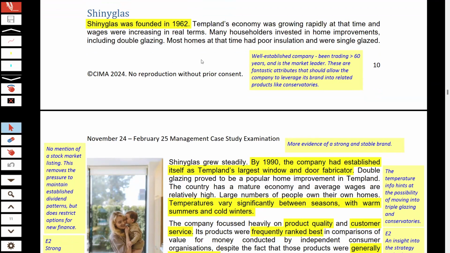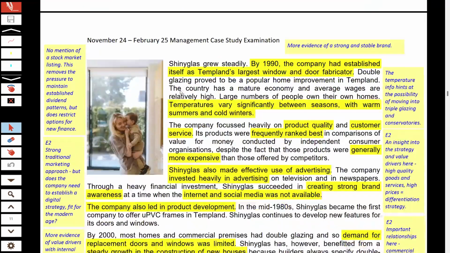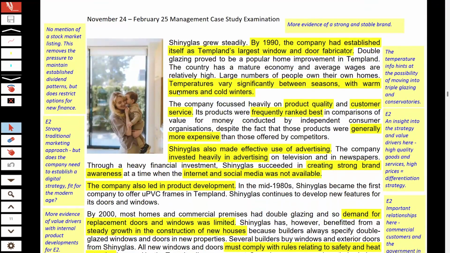So we can see how Shinyglas grew and how it became the market leader. It is a well-established company. It's the market leader. It should have a fantastic brand name, and that brand name should enable it to go into new areas. If it wanted to go into conservatories, or perhaps into a more niche area of wooden heritage windows and doors, it could do so on the back of its really strong brand. Now, it tells us that Shinyglas did grow steadily, which we aren't surprised about, because the industry in Templan was growing, the economy was growing, construction would be booming, and people had good disposable incomes.